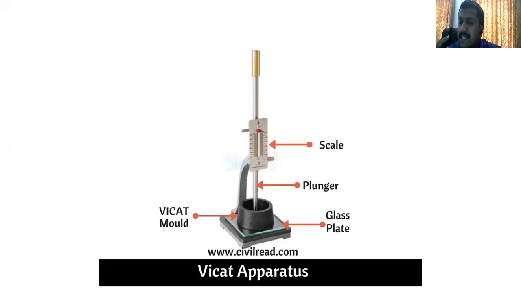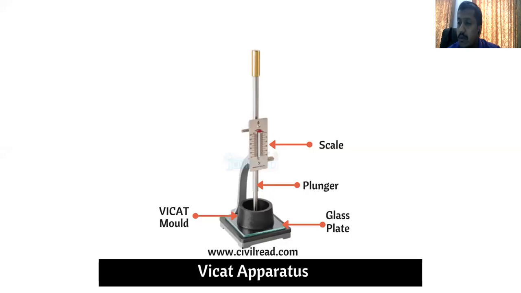So after releasing the plunger, whatever penetration has occurred in that cement, we are going to measure that penetration. If it is 30 to 35 mm from the top of your scale, or 5 to 7 mm from the bottom of the scale, then we call it the standard consistency. That means we have a good workable paste.